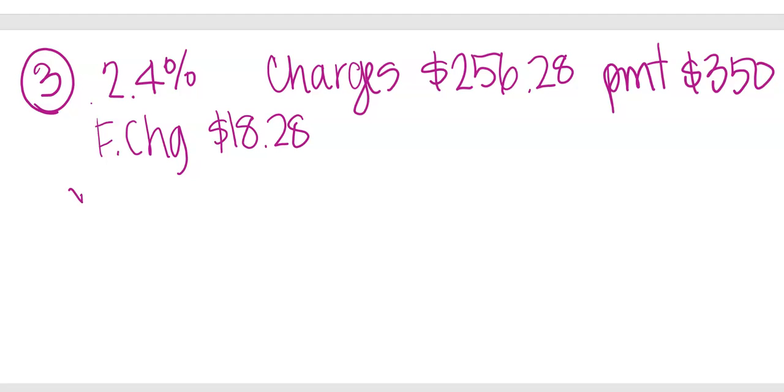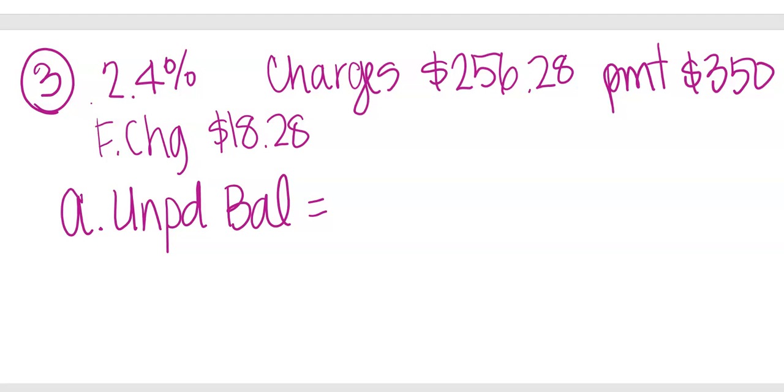So we want the unpaid balance first. When you are looking at that one, we don't have where they started at all. The only thing we have is that finance charge, and we know that that's a certain percentage of the total that they owe. So we're going to kind of do the same thing as we did before. So $18.28 is going to be equal to some number times 2.4%.